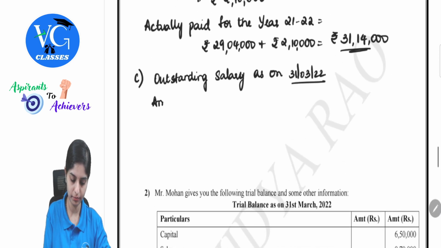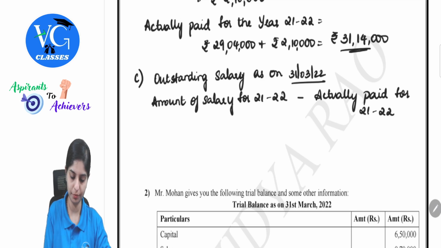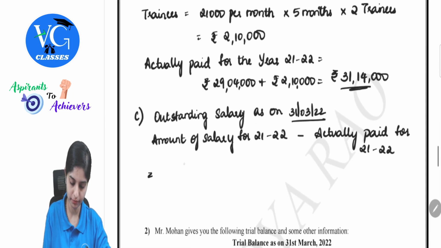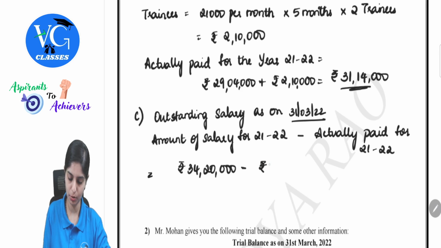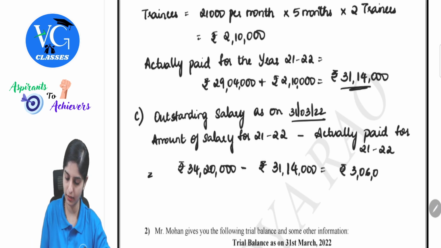Amount of salary for 21-22 minus actually paid for 21-22. So what was the amount of salary? 34 lakh 20,000 minus rupees 31 lakh 14,000. So this will be 3 lakh 6,000.